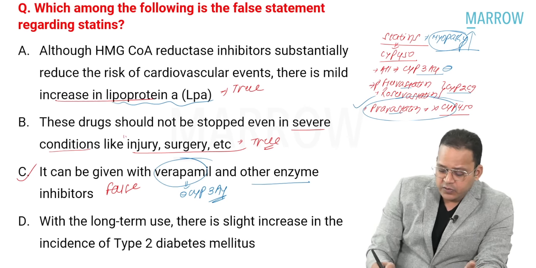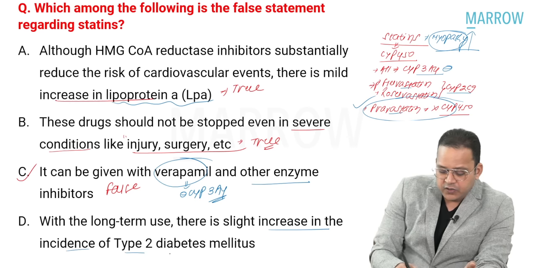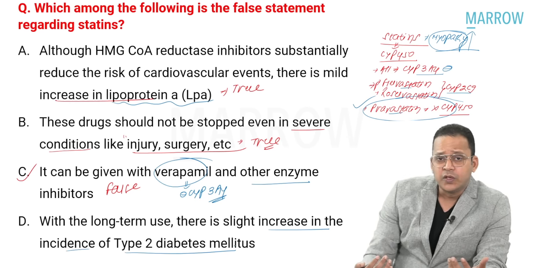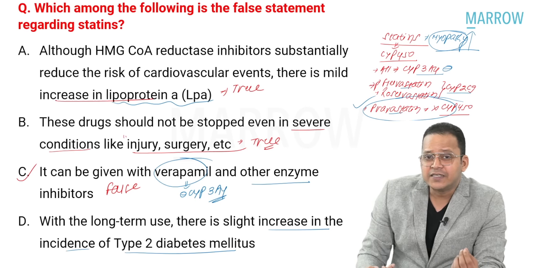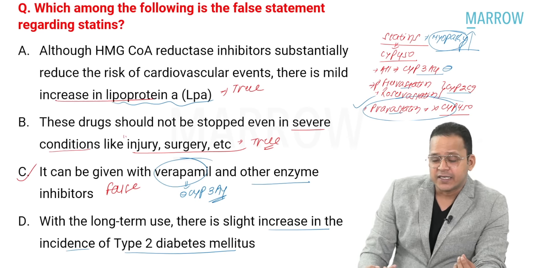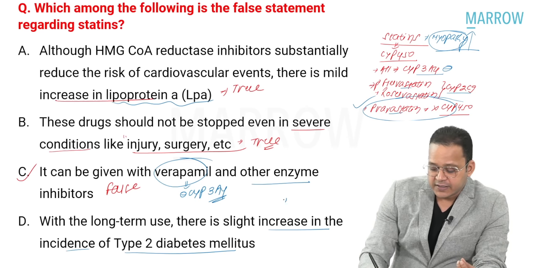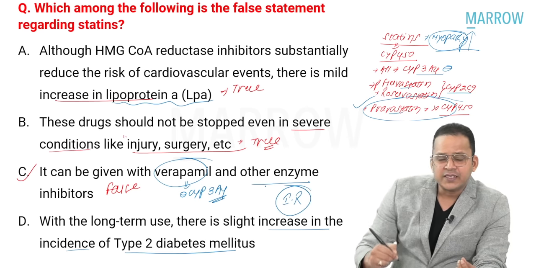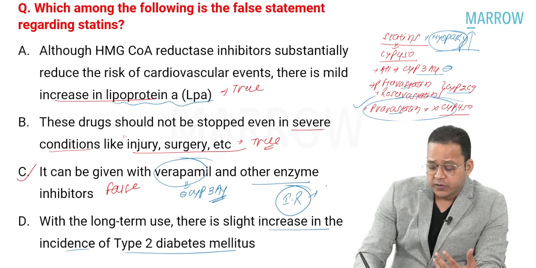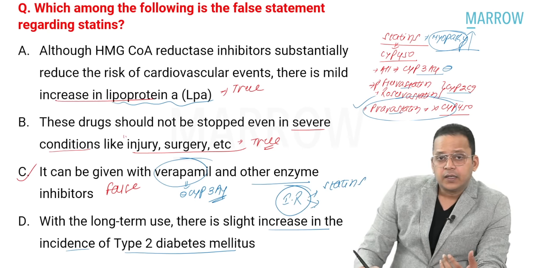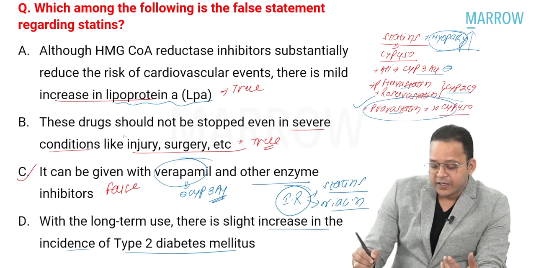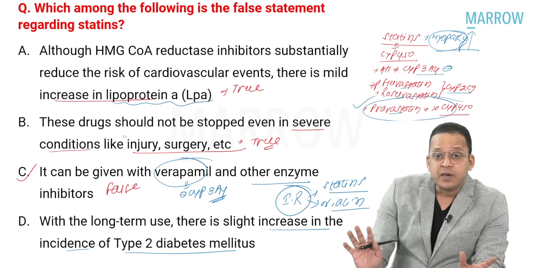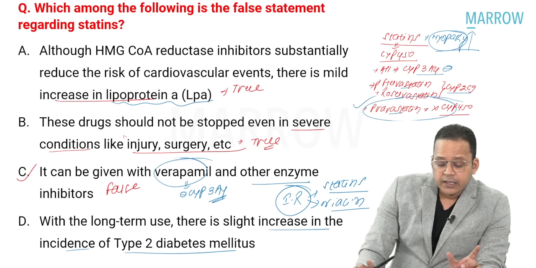Option D, with long-term use, there is a slight increase in the incidence of type 2 diabetes mellitus. That is a true statement. The reason being, we have discussed this, statins do cause insulin resistance. Insulin resistance is a side effect that can be seen with statins and niacin. Statins and niacin can cause insulin resistance. Okay, I remember another point here which is important.